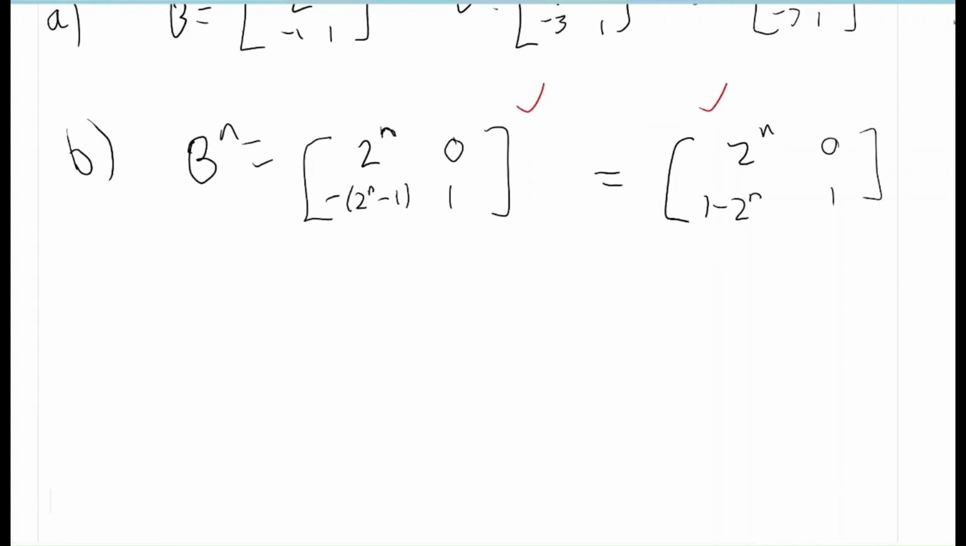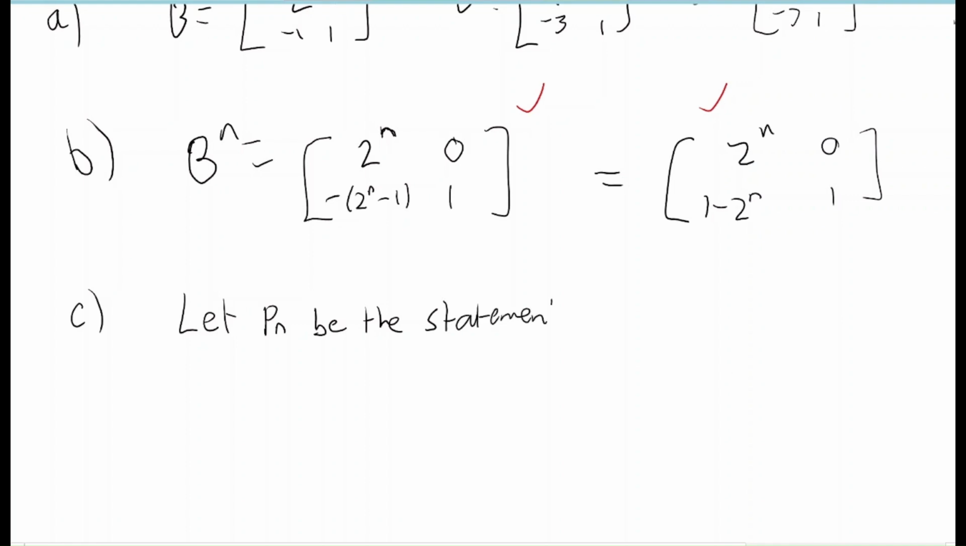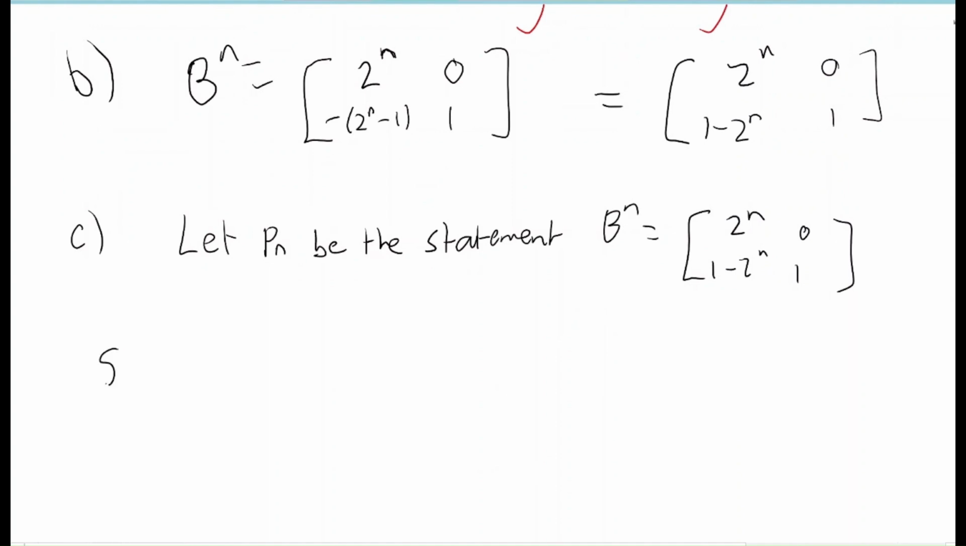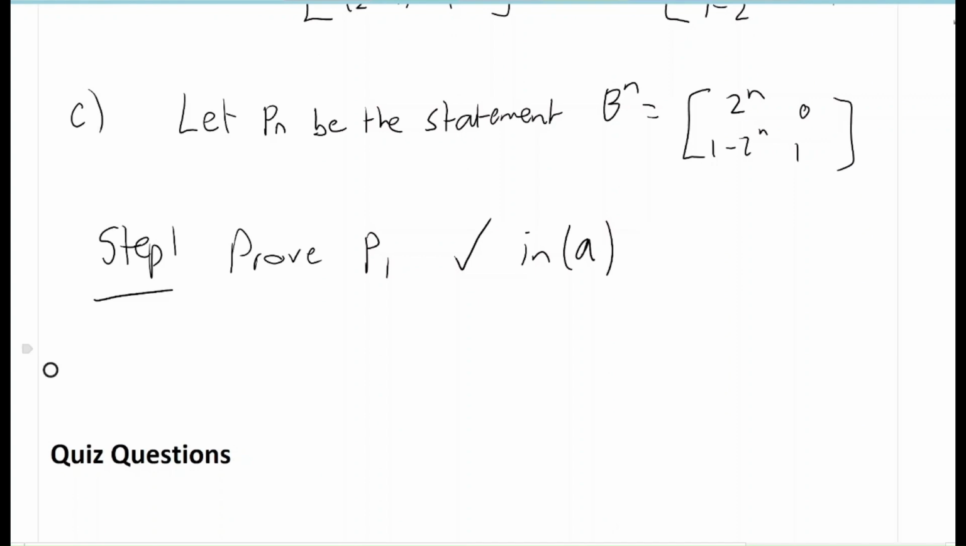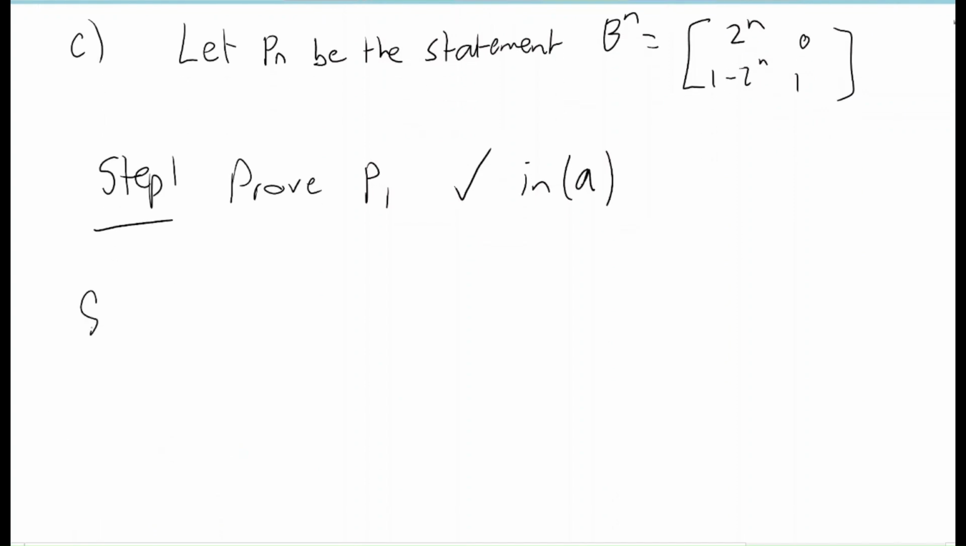Prove your conjecture using induction. So, step 1, well, we've always got to say, let P(n) be the statement that B to the n equals [2 to the n, 0; 1 take 2 to the n, 1]. So you say what you're trying to prove. Step 1 is going to be to prove P(1), which we did in A. We actually proved all the way out to P(4), which was good.